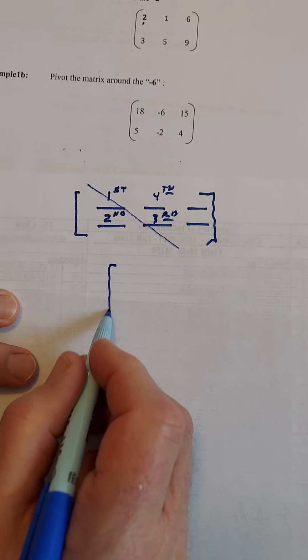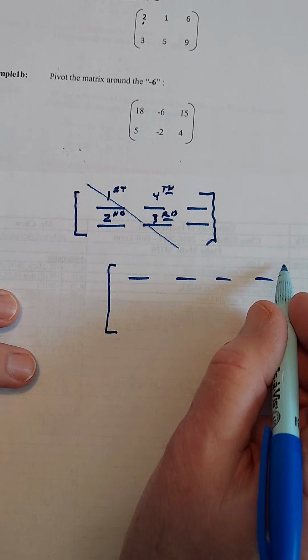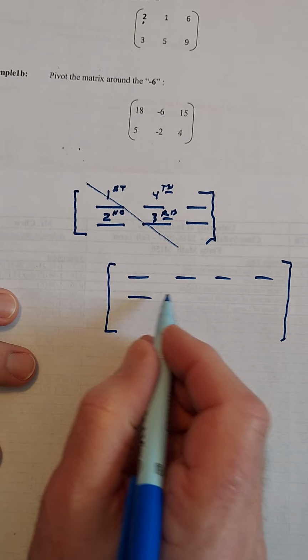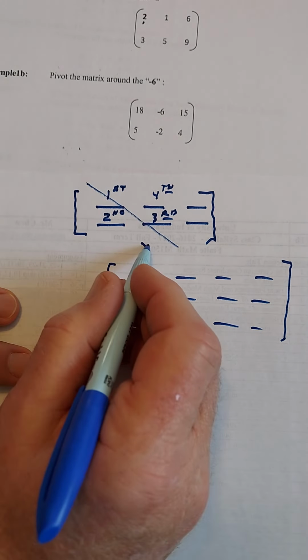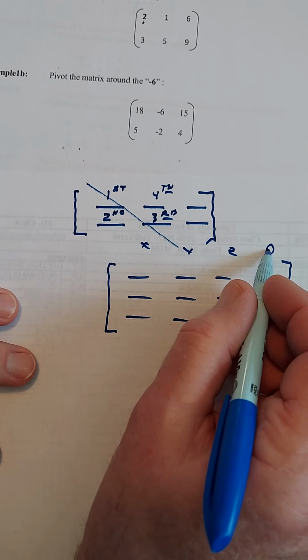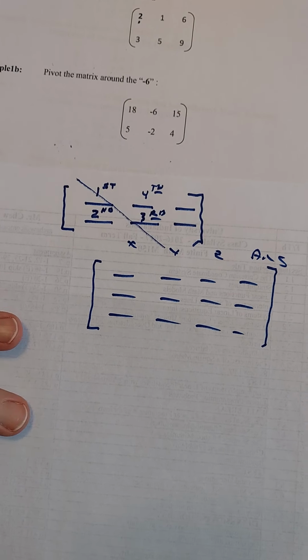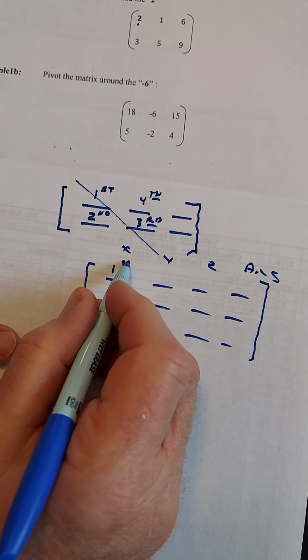Okay, let's say we have a 3x3 system. So that means we have 3 equations. We've got an X column, a Y column, a Z column, and then we have what I call the answer column. Sometimes they call it the constant column.